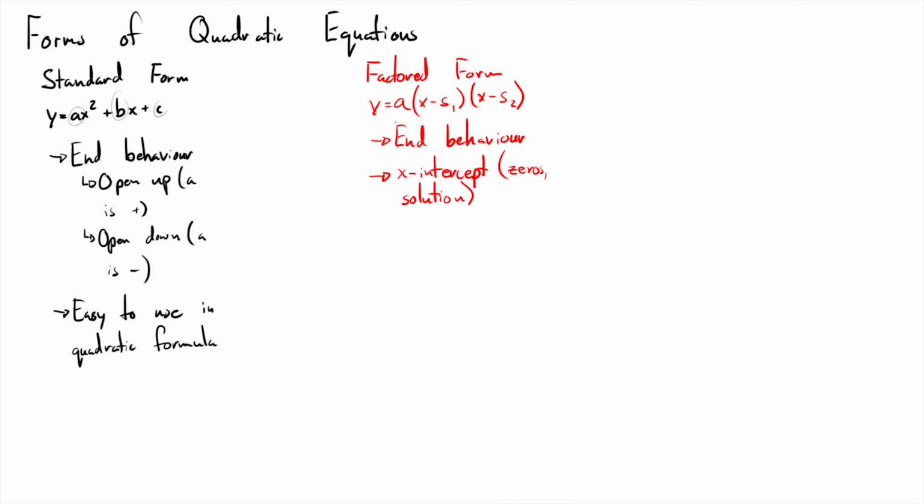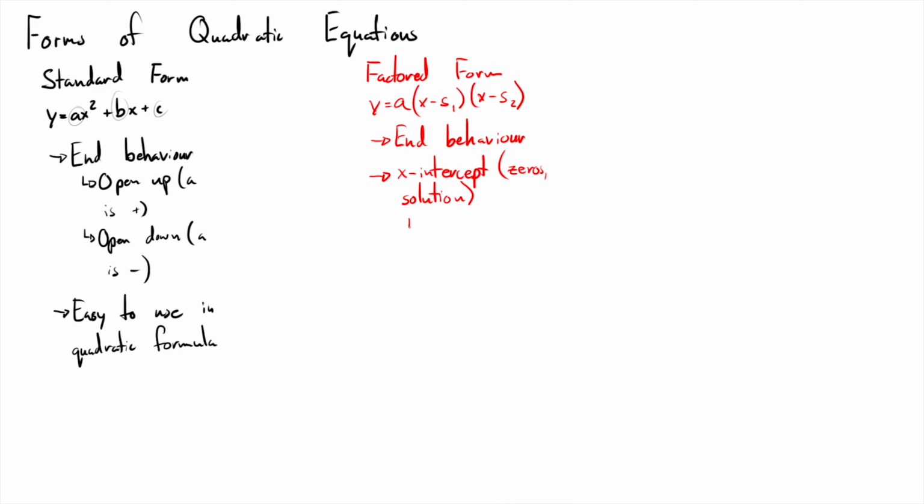It'll give us the proper solution. I can't just put any number into S1 and S2. I need to find the specific number, and that will give me the correct solution. So that's why it's called the zeros or the solution. So basically all I'm saying is this helps us get the x-intercept really easily.